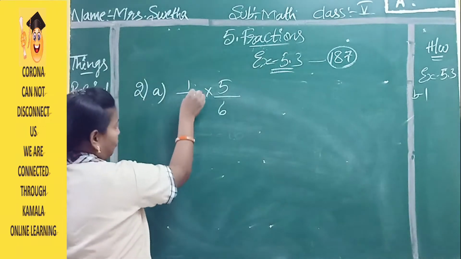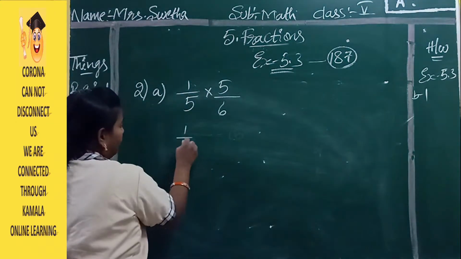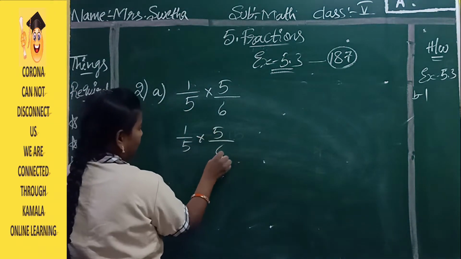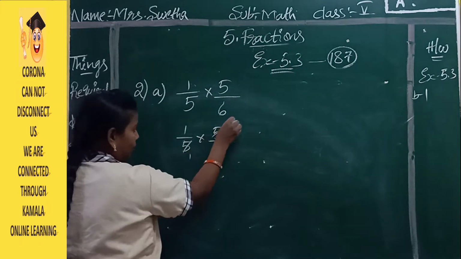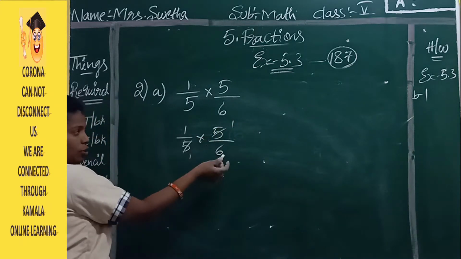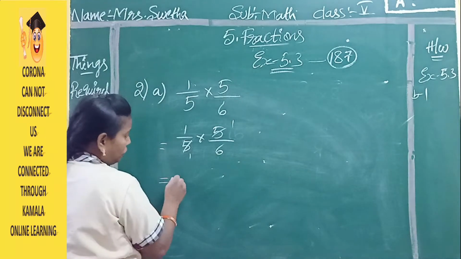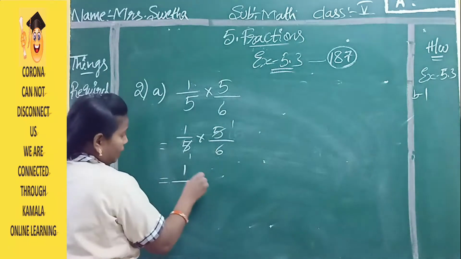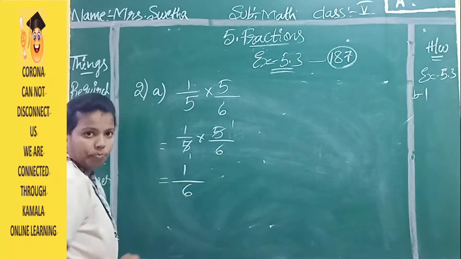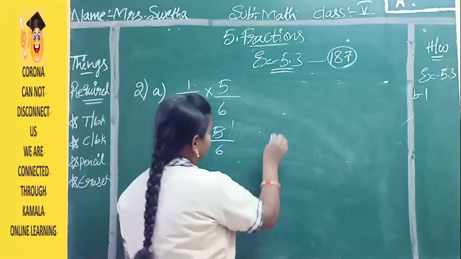Okay, see here, you have 1 by 5, so 1 by 5 into 5 by 6. See, 5 ones are 5, 5 ones are 5. See this 1 and 6 you cannot cancel, these are ones. So what you will get, see here, 1 ones are 1, 1 6 are 6. Okay, so like this you can do.